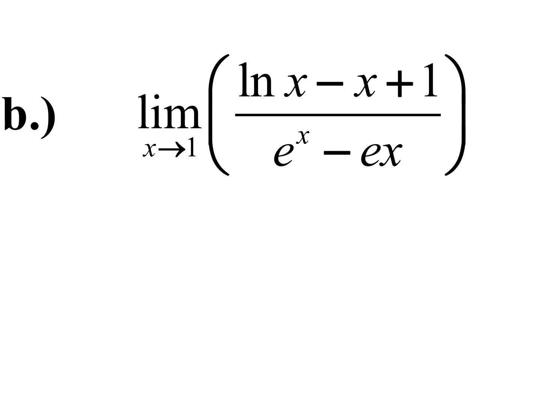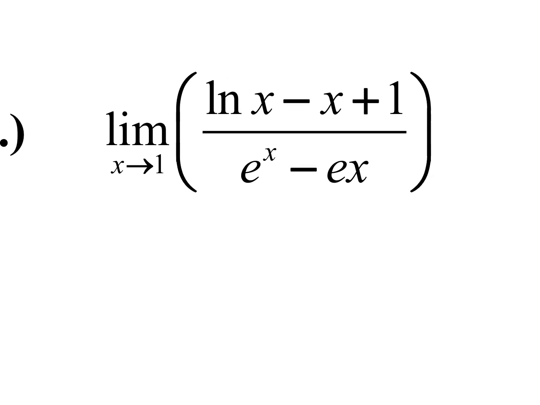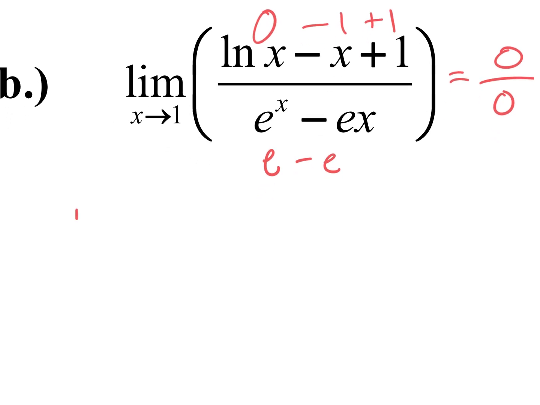Plug in 1 here. If I plug in 1, 0 over 0. What is the natural log of 1? Sorry, it's 0. Natural log of 1 is 0. 0 minus 1 plus 1 gives me 0 as well on top, and e to the 1 power minus e is equal to 0 as well. So I can go ahead and apply L'Hopital's rule.